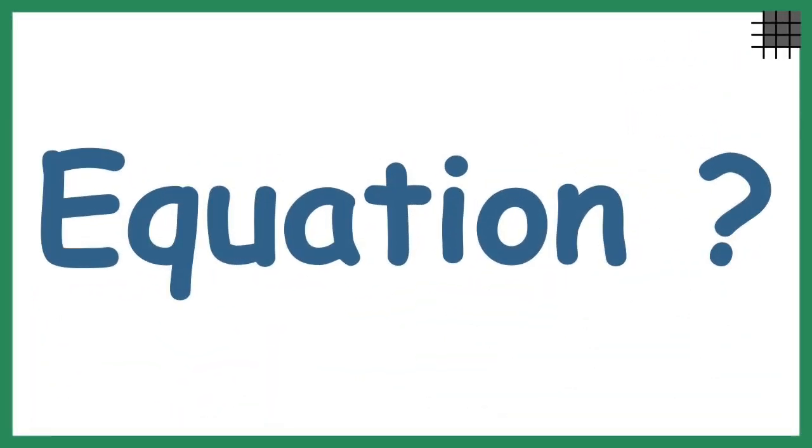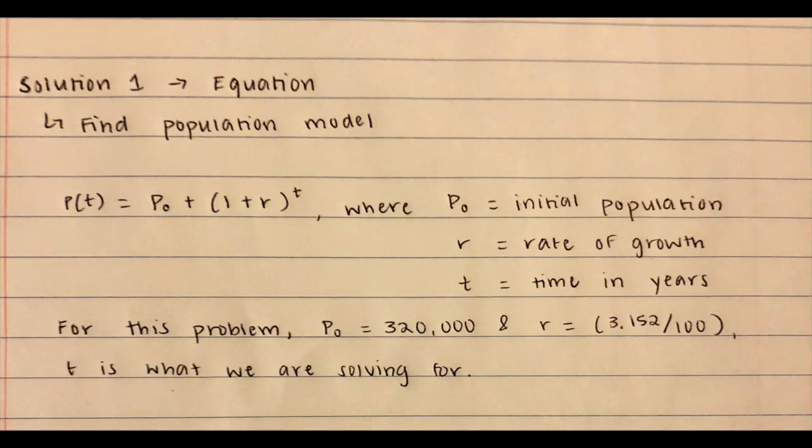The first way we will solve this problem is to use an equation. To set up an equation for this problem, we can use the base formula for percentage growth. It is as shown here. P of t is equal to P sub 0 times 1 plus r to the power of t, where P sub 0 is the initial value, r is the rate of growth as a decimal, and t is time in years.